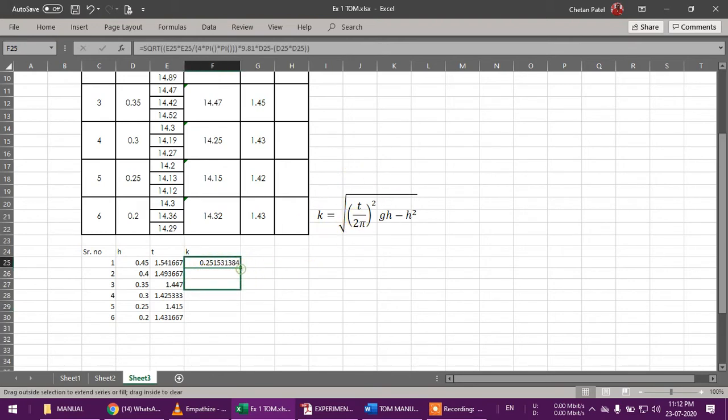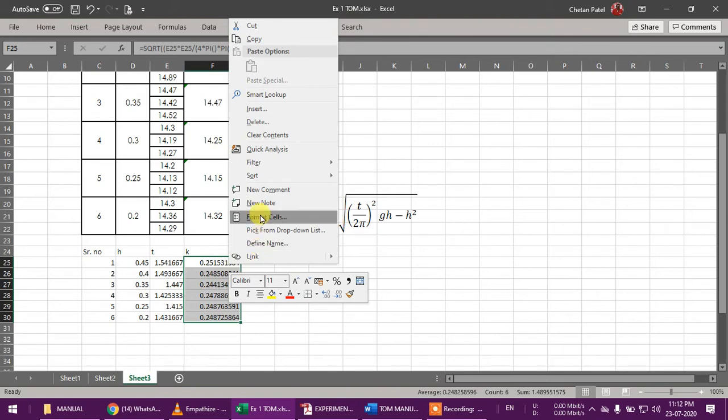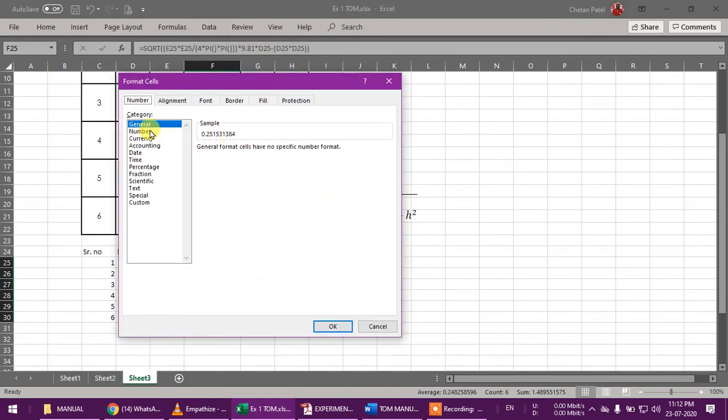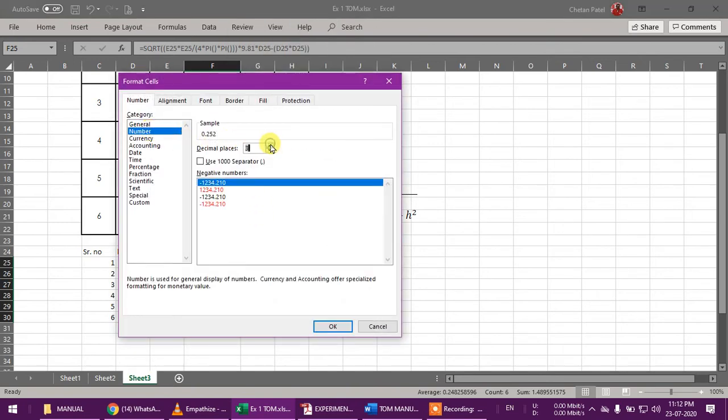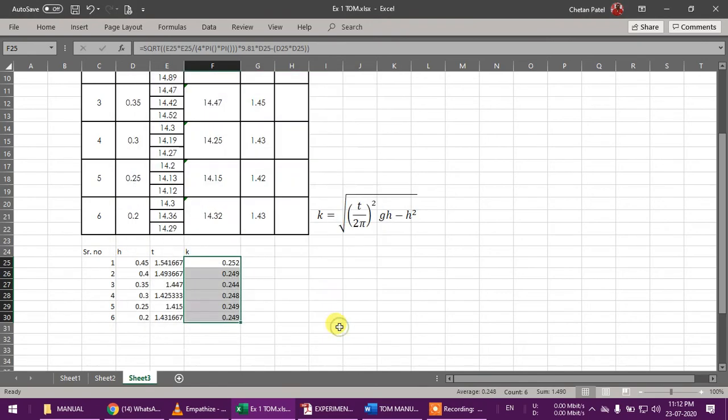What we need to do, just drag this and we have all the other k values. We need not be this much specific. So again format cells, go in number, we need up to 3 decimal points or say 1 mm, and say OK. So this is the value of radius of gyration k.